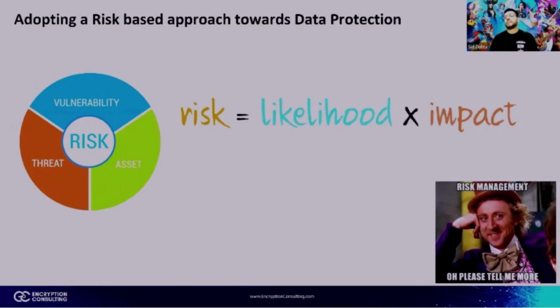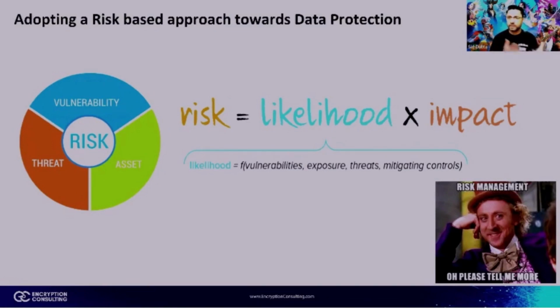And when risk is actually assessed, it is assessed based on the likelihood of the threats exploiting the vulnerabilities and the impact that will be caused to the organization if the threats actually exploited the vulnerability and got to the asset. Now, of course, likelihood is basically a function of the different vulnerabilities, exposure, threats, and mitigating controls. So how likely the threat is essentially going to be exploiting the vulnerability. Now, if you've got very solid mitigating controls, the likelihood is going to be low.